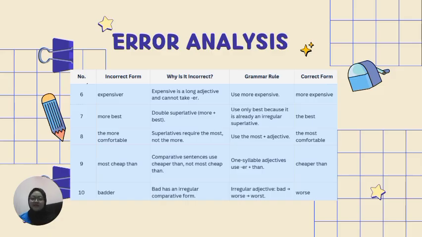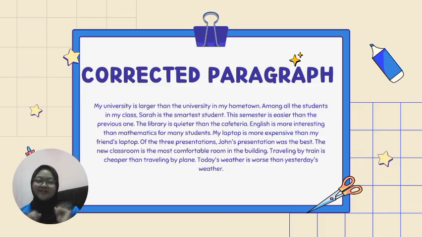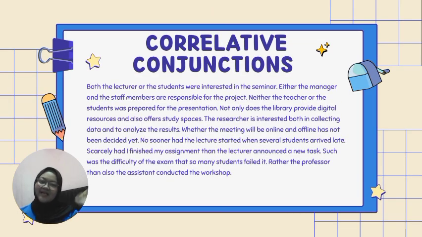Finally, the last sentence uses "better." Since bad is an irregular adjective, its comparative form is worse. After correcting all 10 mistakes, the paragraph follows the correct rules of degree of comparison. Next, let's analyze the third paragraph, which discusses correlative conjunctions.